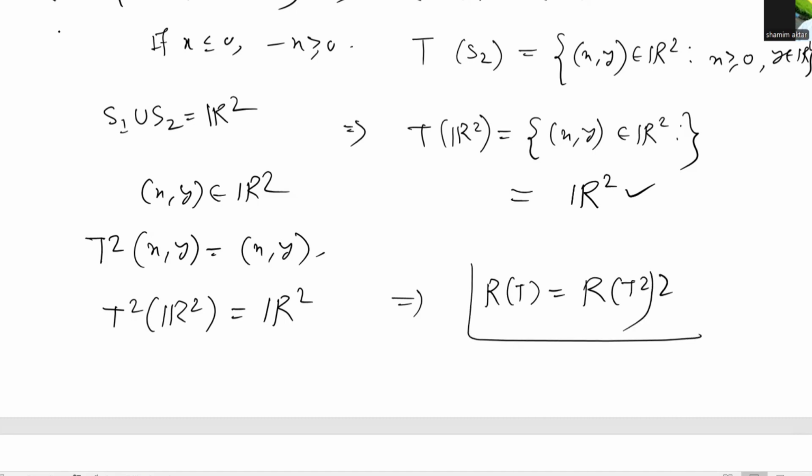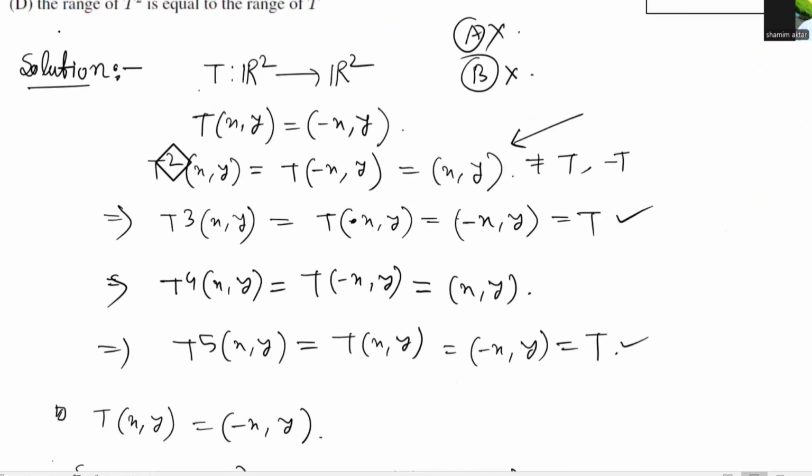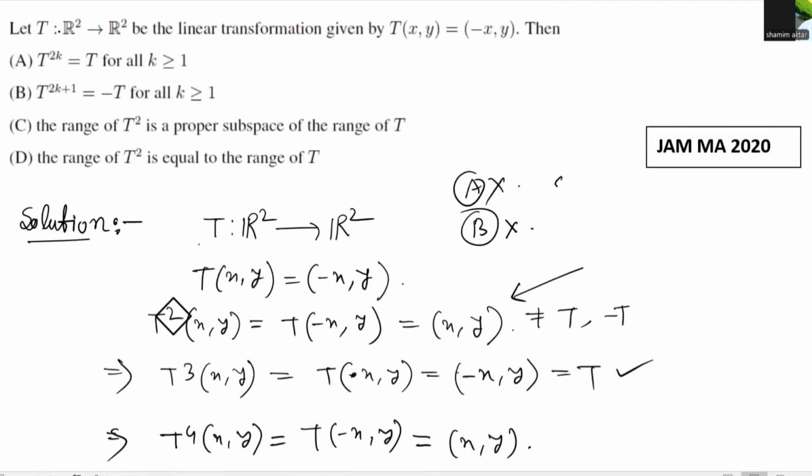So option C is incorrect because it is not a proper subset, they are equal. So option D is the correct option. Okay, the answer to the question is 3.